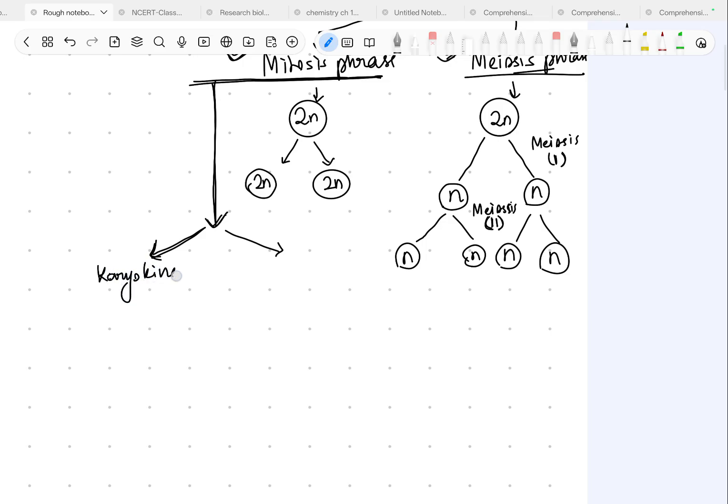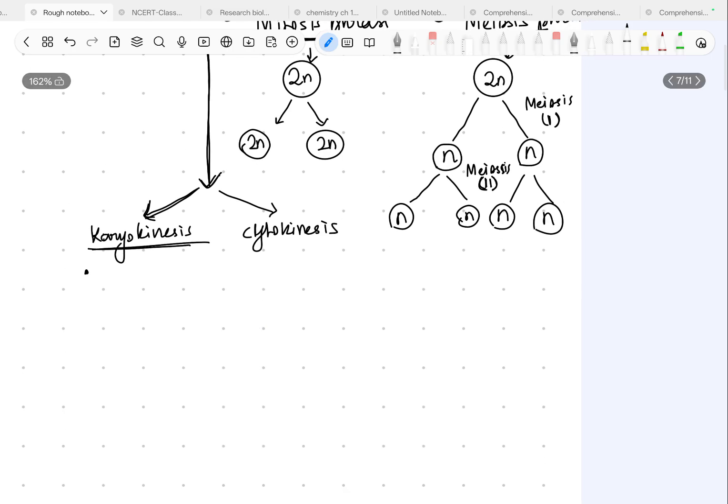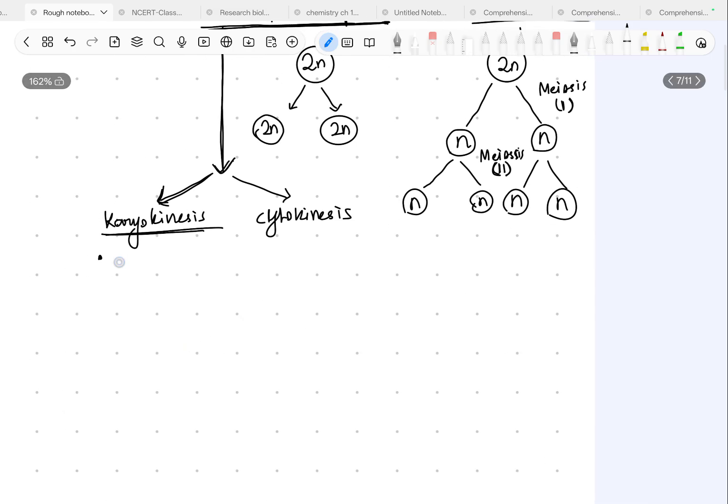Karyokinesis and cytokinesis. Karyokinesis has four stages: prophase, metaphase, anaphase, telophase.